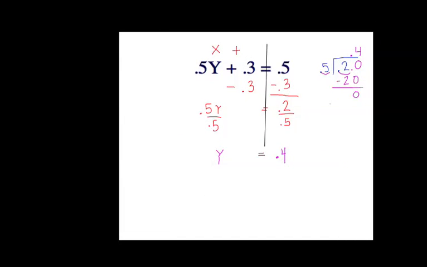To check our answer, let's try to plug in that value of 0.4 as y to check our answer. So I have 0.5 times 0.4. This will give me 20, and I need to move my decimal place 2 times, so I end up with 0.2. 0.2 plus 0.3 equals 0.5, and yes, I am correct.